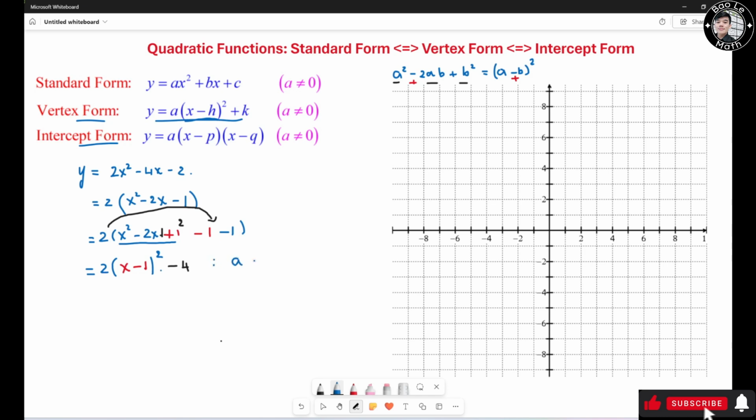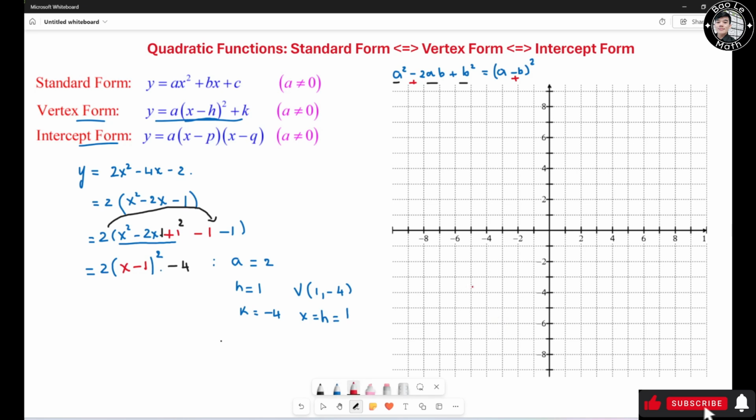Now a equals 2, h equals 1, k equals negative 4. The vertex is going to be (1, negative 4). The axis of symmetry is x equal to h, which means x equals 1.